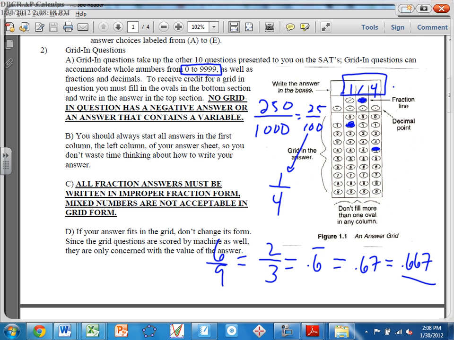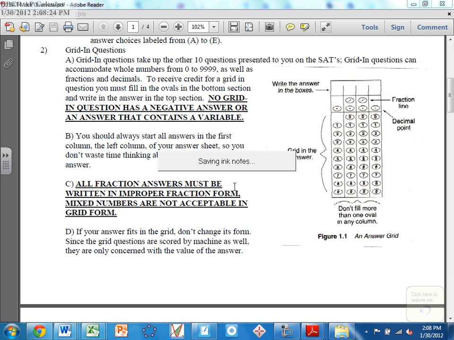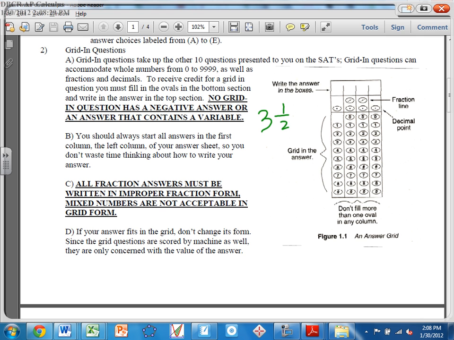Now, if your answer turned out to be a mixed number, so for example, let's say that our answer for one problem was 3.5. You cannot enter 3.5 as a fraction. So either you must convert it to an improper, 2 times 3 is 6, plus 1 is 7, so 7 over 2, or write it as a decimal. So either represent it like this or like this. This does not make sense because there is no and symbol. You can't say 3 and 1/2. Okay, you cannot say 3 and 1/2.